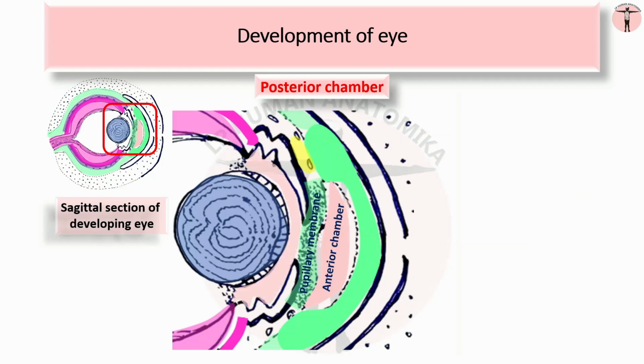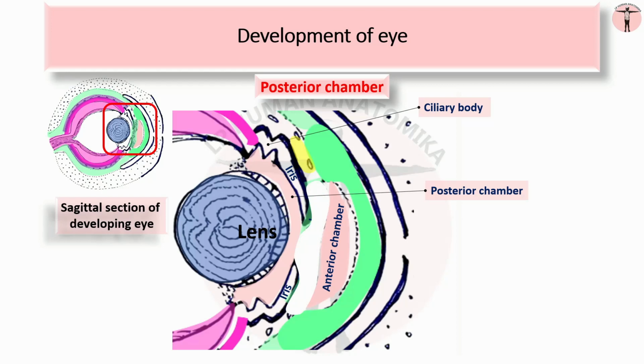The space present between the iris anteriorly and the lens and ciliary body posteriorly develops into the posterior chamber. Through the development, the pupillary membrane disintegrates and disappears. With the disintegration and disappearance of the pupillary membrane, a space is formed at the margin of the iris called the pupil.